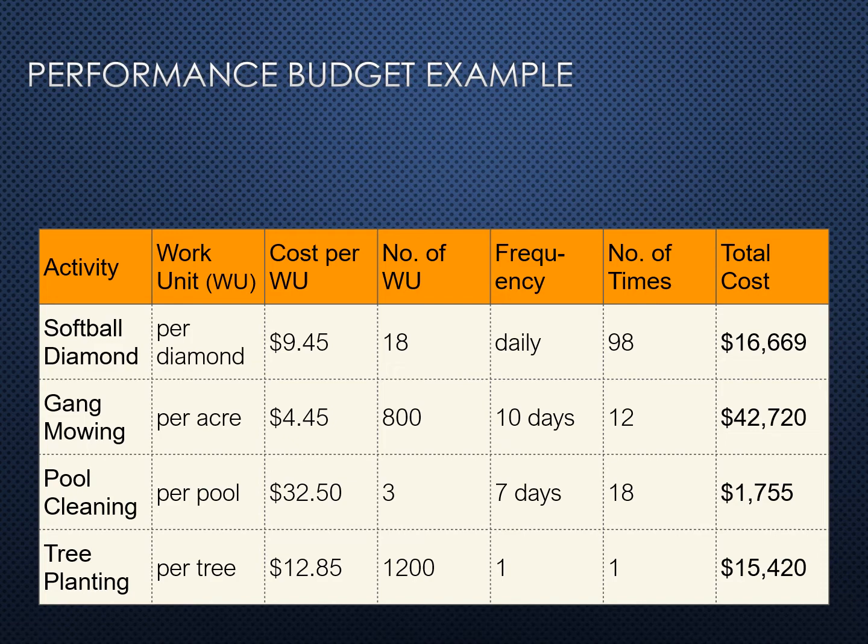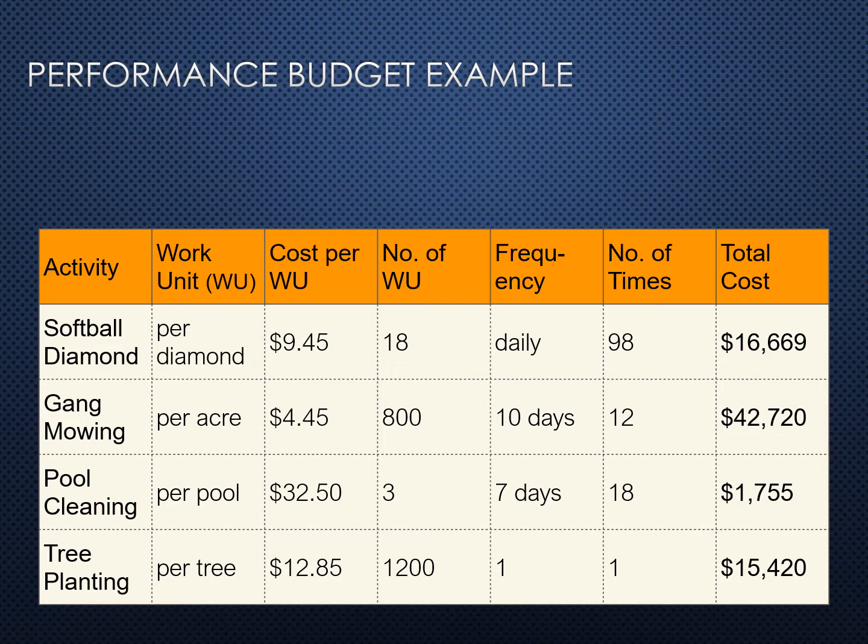So overall, we're looking at 98 times we have to do that for the cost of $16,000. Then we can look at gang mowing. So we're looking at several different units mowing at once. We're looking at per acre. Our cost per acre is going to be $4.45.